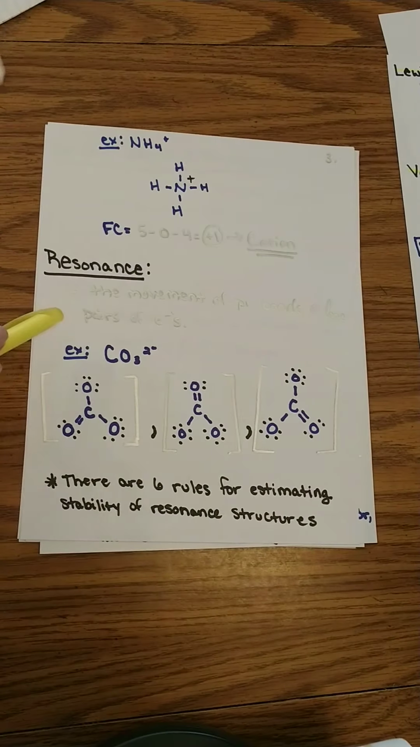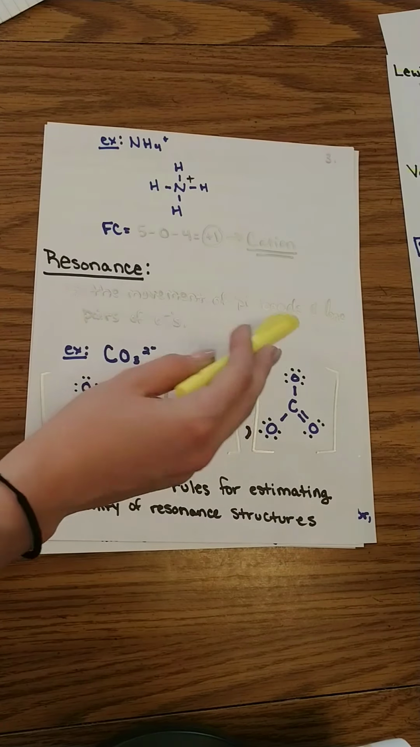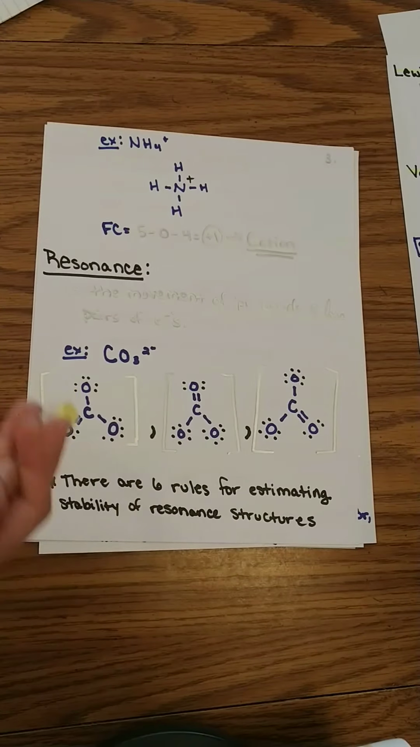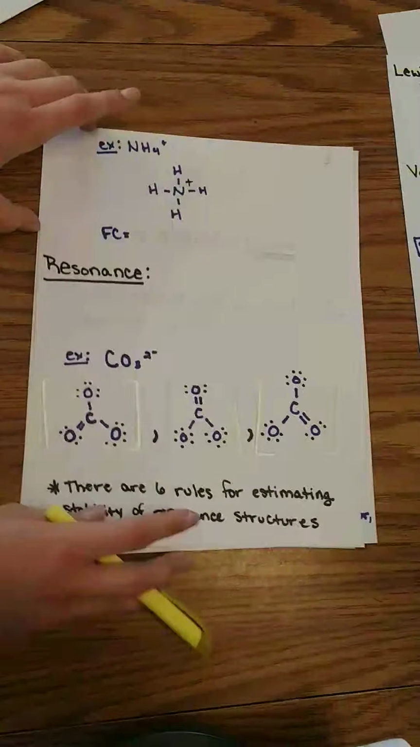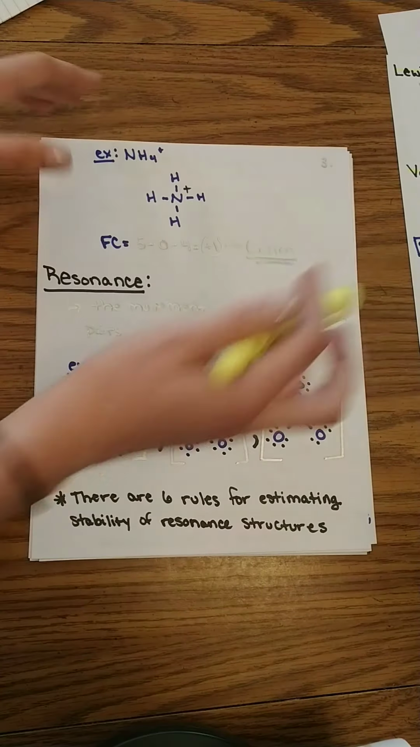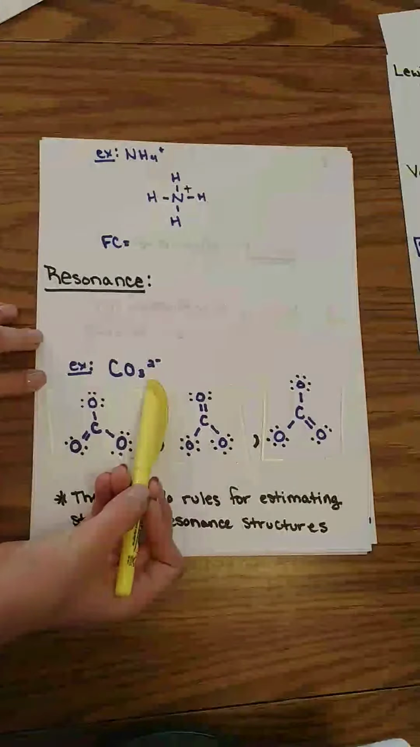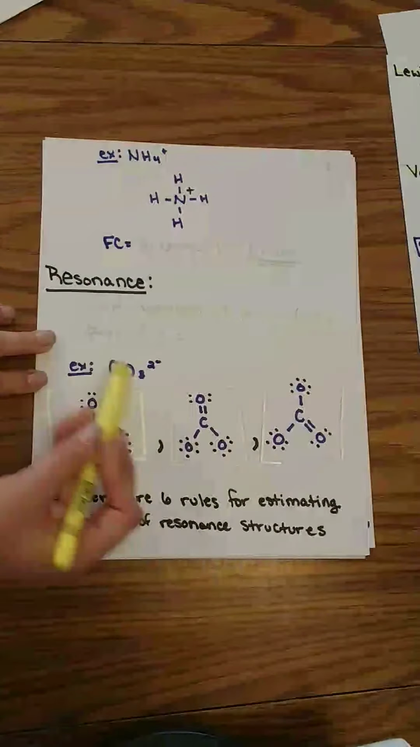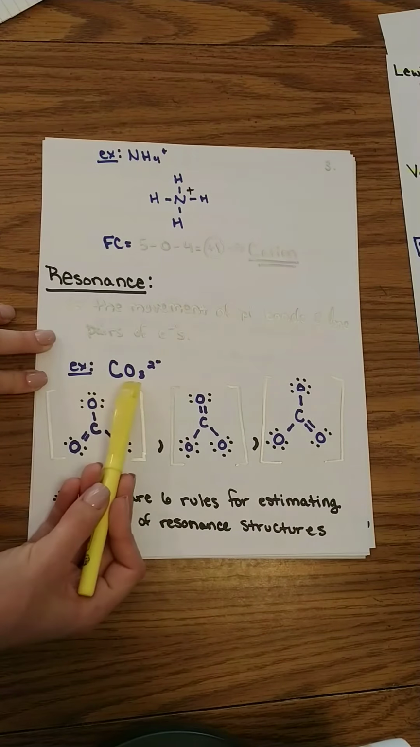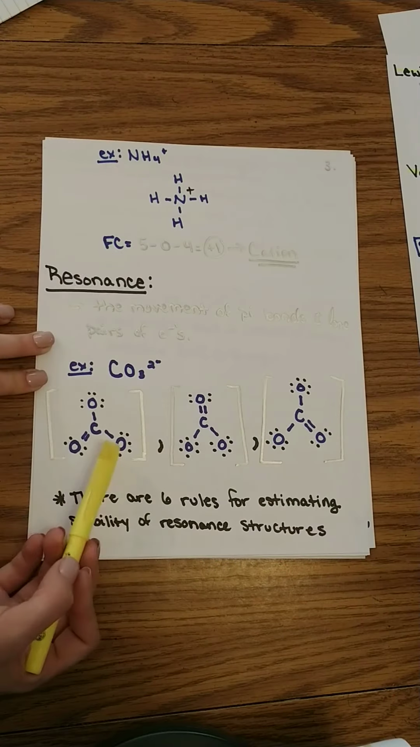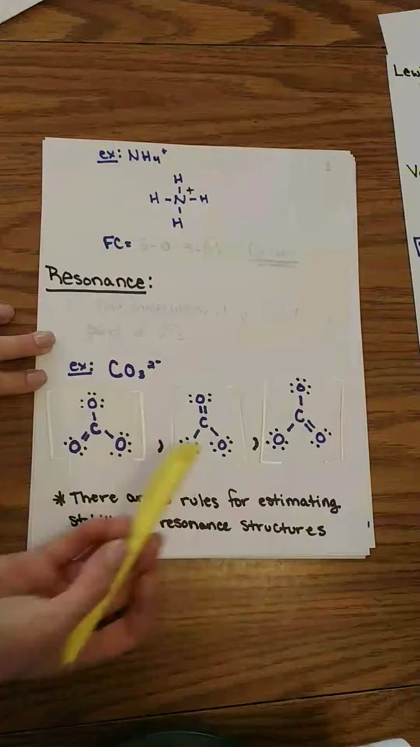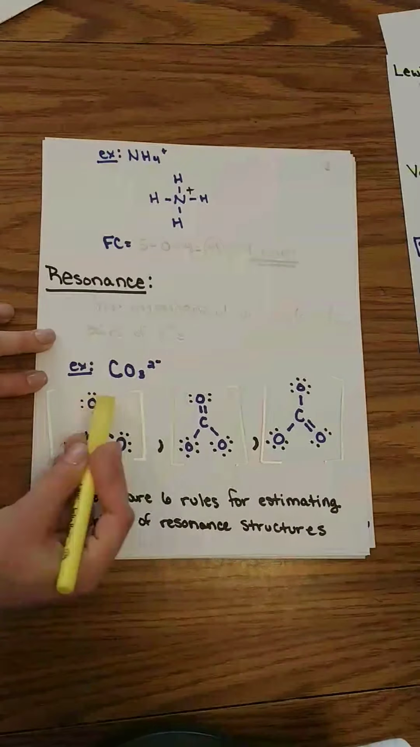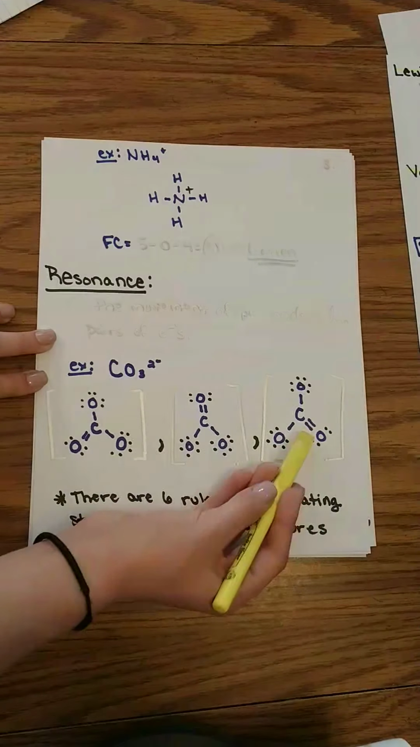Resonance. Resonance is the movement of pi bonds and lone pairs of electrons. Gibberish, right? Well, basically, it's just how something can be written and shown in different ways. And it shows the movement of it. So we see CO3 2- here, and there are 3 different ways to show it. Technically, they're basically all the same, but it just has that movement of the pi bond in all the different places.